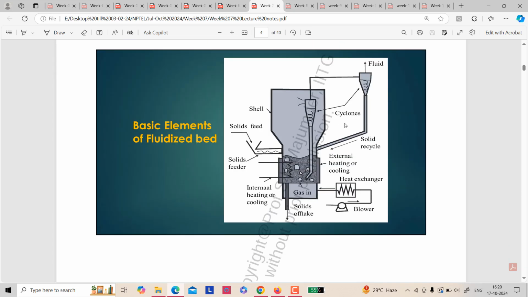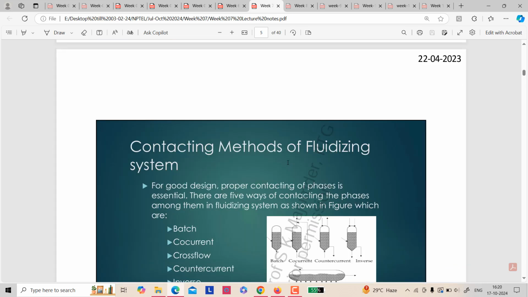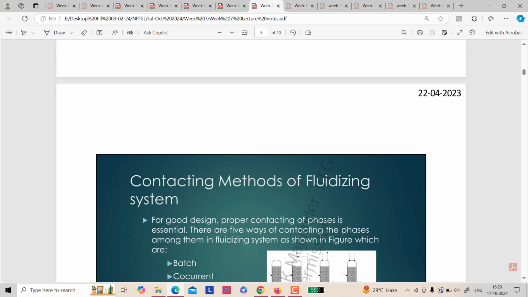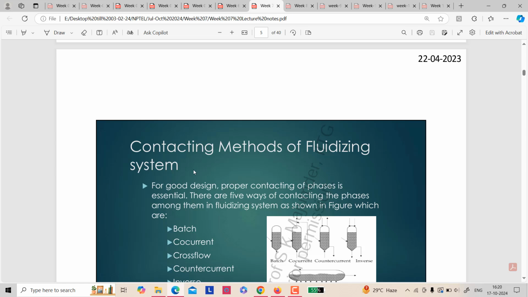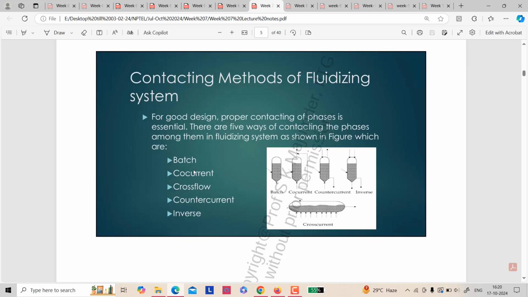These are the different types of beds, how they look. So how fluids or gas can enter into the fluidized bed is batch mode, concurrent mode. You can see the figures and you can relate. Cross flow mode, that is, the solid and gas are coming in opposite direction. Counter current mode and inverse mode.